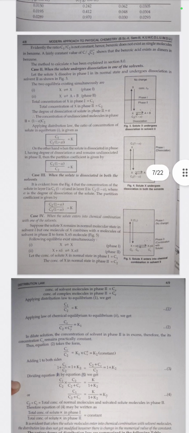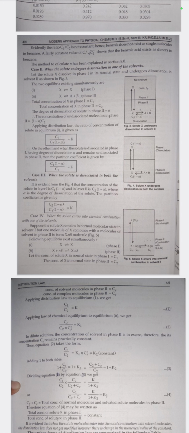Case fourth, when the solute enters into chemical combination with one of the solvents. Suppose the solute X remains in normal molecule state in solvent first, but one molecule of X combines with n molecules of solvent in phase second to form X·nS molecule. The following equilibria exist simultaneously: X in phase 1 is in equilibrium with X in phase 2, and X plus nS is in equilibrium with X·nS.